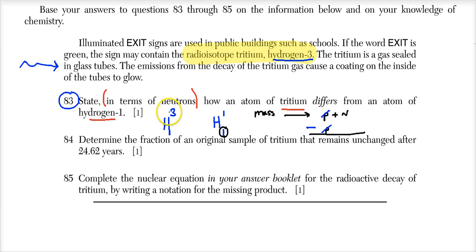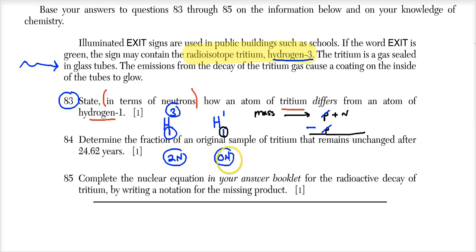So you should remember 3 minus 1 gives me hydrogen 3 to have 2 neutrons. Tritium has 2 neutrons. Hydrogen 1, 1 minus 1 gives me 0 neutrons. So in terms of neutrons, tritium, H3, has 2 more neutrons than hydrogen.